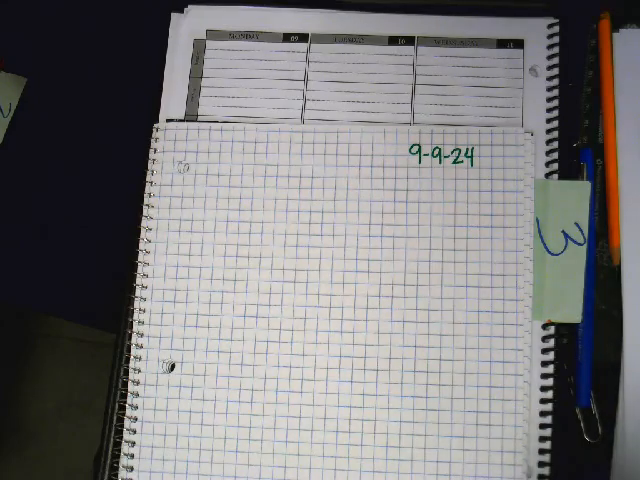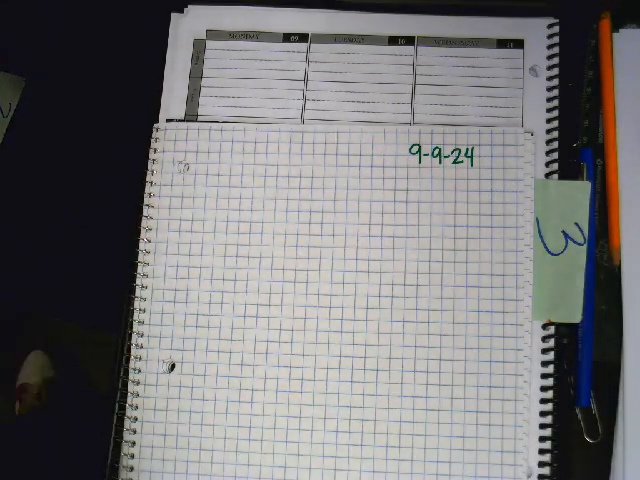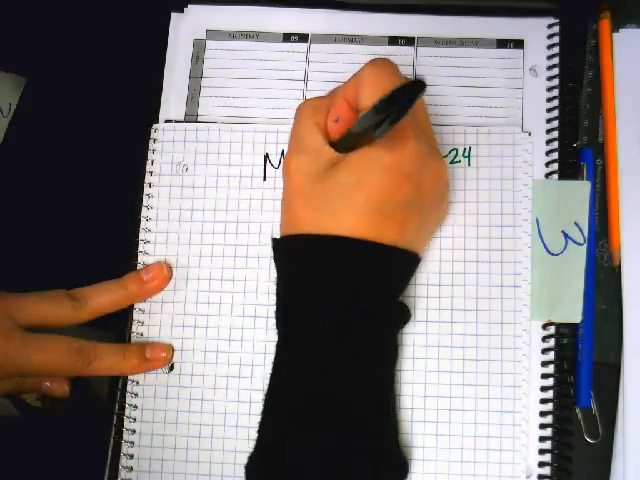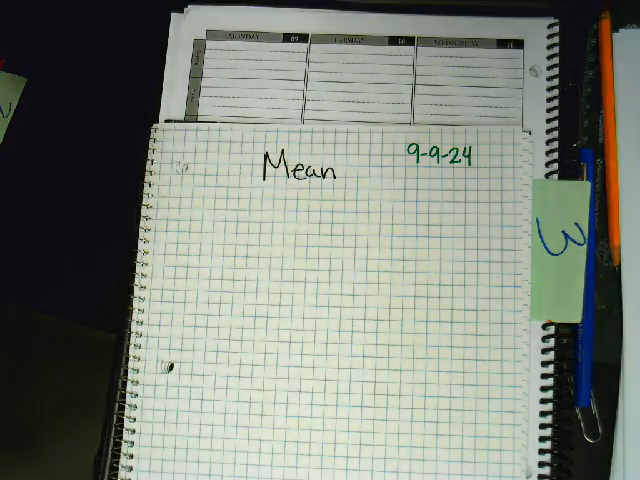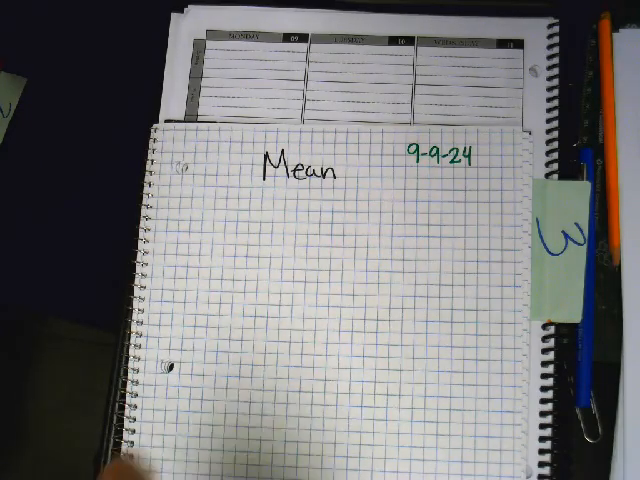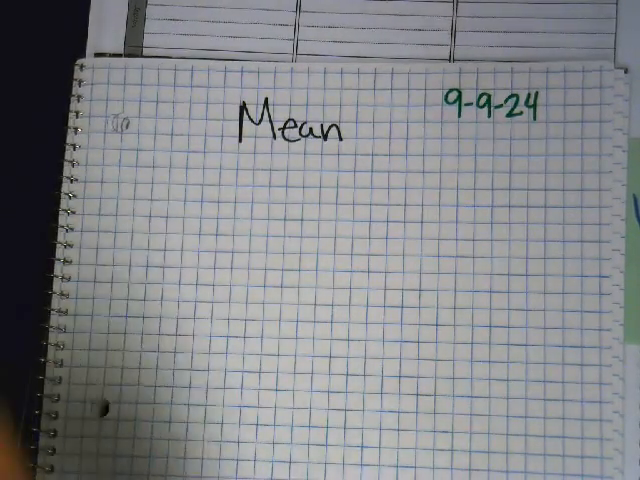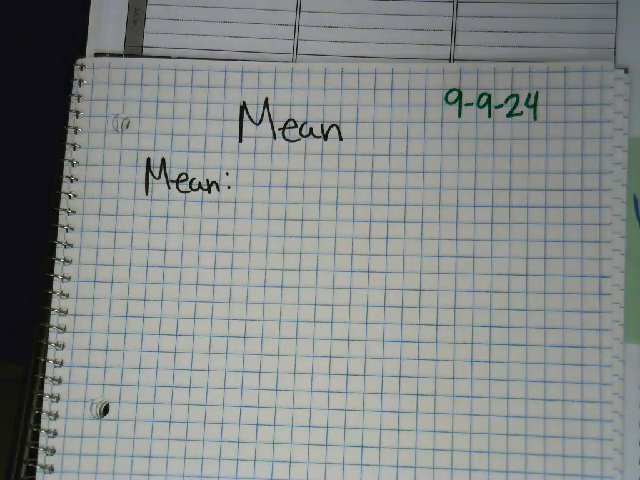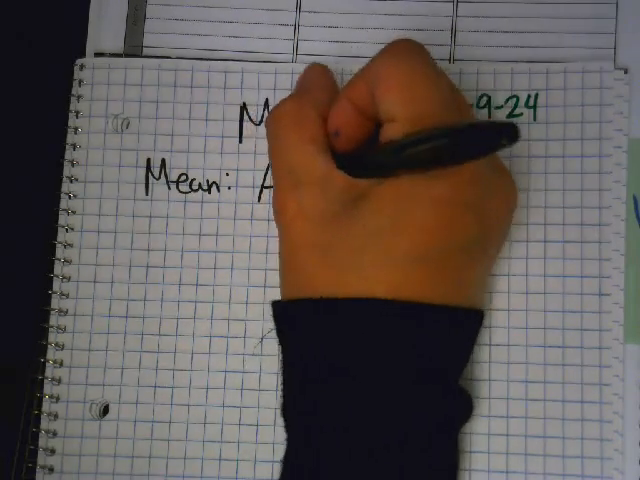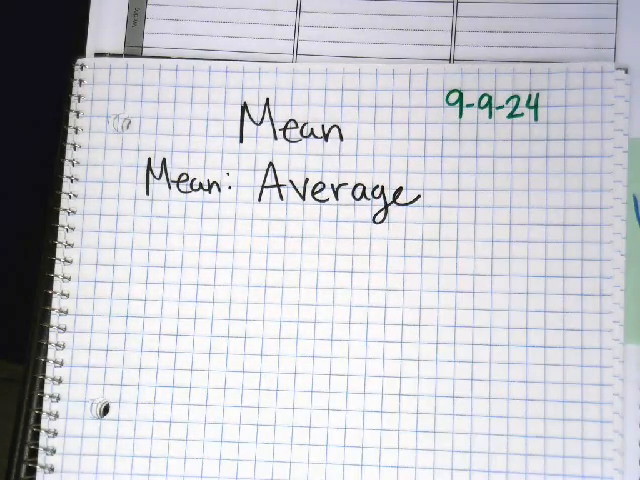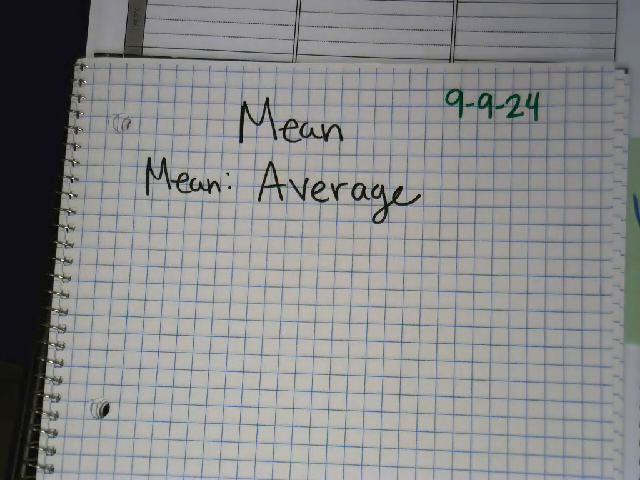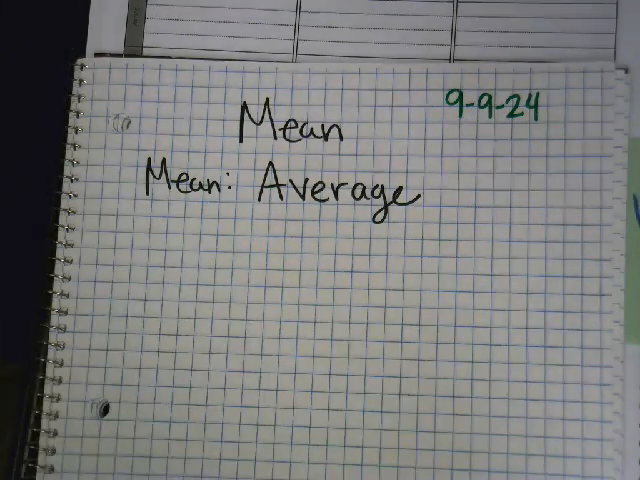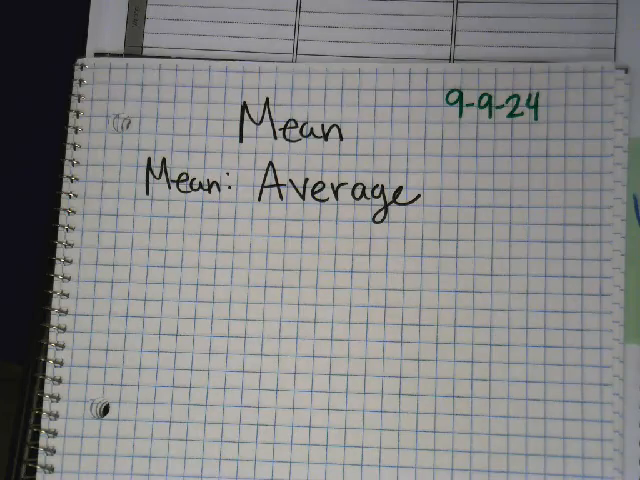Okay. Today we are going to review from 6th grade. How do you find the mean? Mean. All right. Does anybody know another word for mean from 6th grade? It starts with an A. Average. So another word for mean is average.